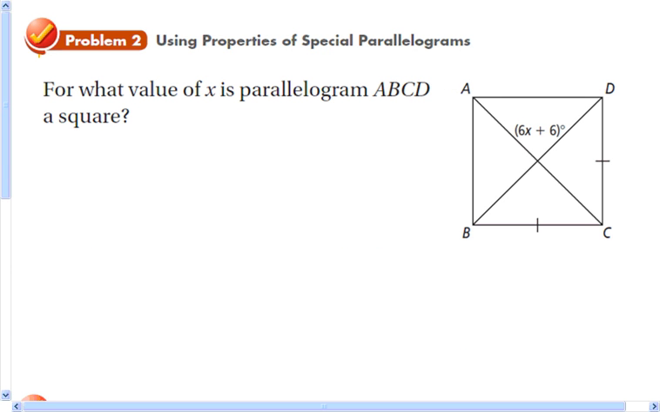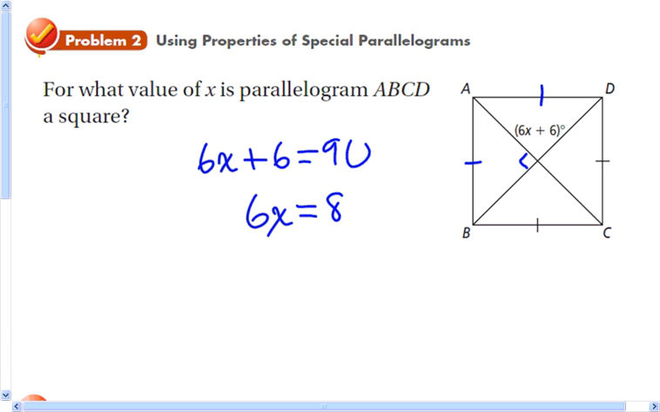For what value of x is parallelogram ABCD a square? Well, if it's a square, that means that all the sides are congruent, which means it's a rhombus. And we know from the earlier theorems that the diagonals are perpendicular in a rhombus. So that means that each of these angles is 90 degrees. So from that information, we can say that 6x plus 6 is equal to 90. Using the subtraction property of equality, we get 6x is 84. Dividing both sides by 6, we get x is equal to 14.